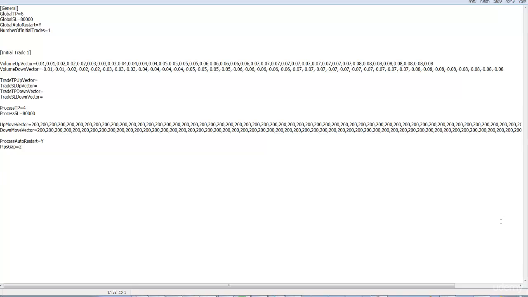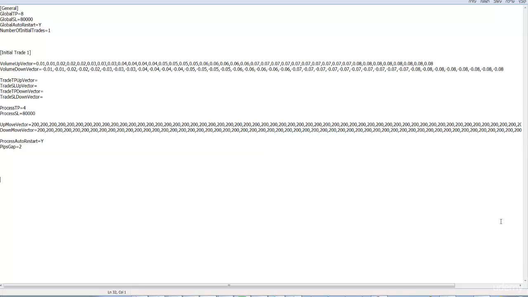What changes do I make in order to scale down the GTR inputs so it would run also on a $1,000 account? Well, first we can see here the global take profit is $8, relatively small. There is just one process.